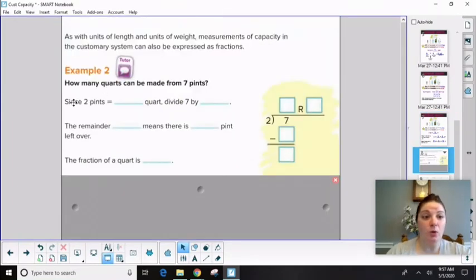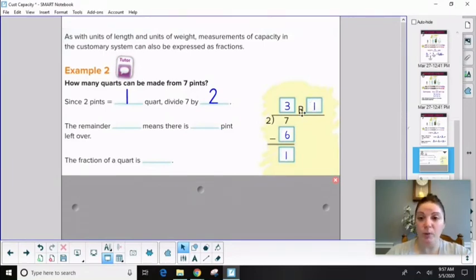All right, so 2 pints equal a quart. So we're going to take our 7 pints and we're going to divide it by 2. So let's do that long division. How many 2's can we take out of 7? 3, because 3 times 2 equals 6, and 7 minus 6 equals 1. So we have a remainder of 1.